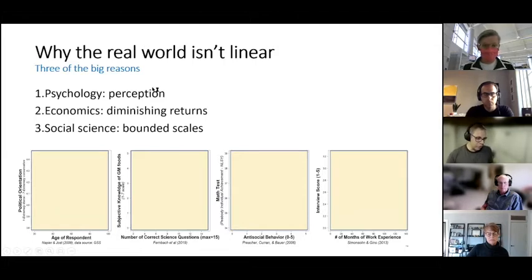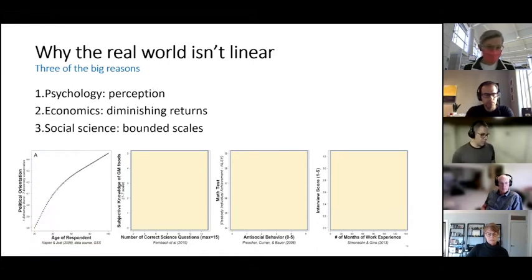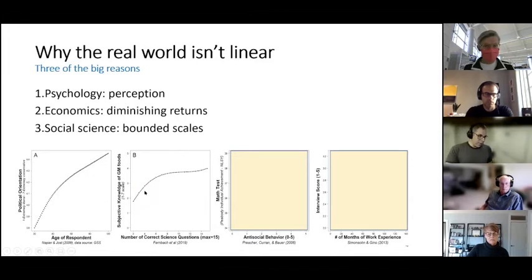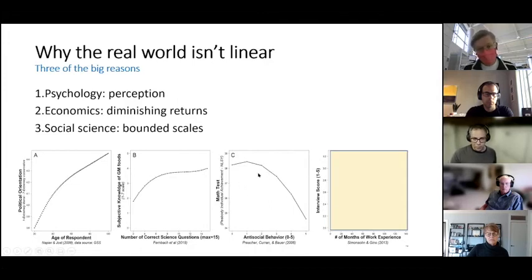Here are just some examples from actual data sets. This is how age is associated with how conservative people become. So we get more conservative as we get older, but at a diminishing rate, at least as we measure it on this 1 to 7 scale. This is how people perceive themselves to be knowledgeable as a function of how much they actually know, how many answers they got correctly. This is the relationship between antisocial behavior and how people perform on a math test, which is not linear. And I'll return to this one too.